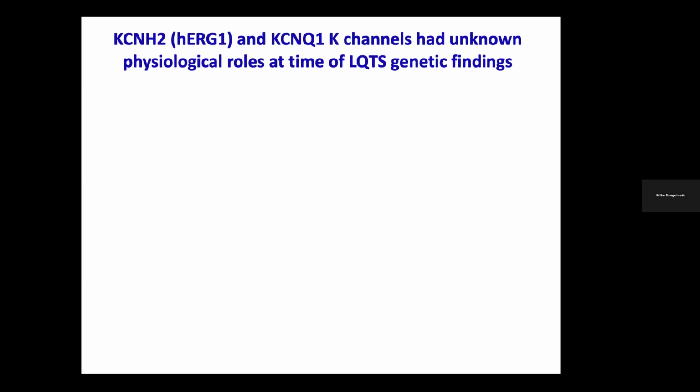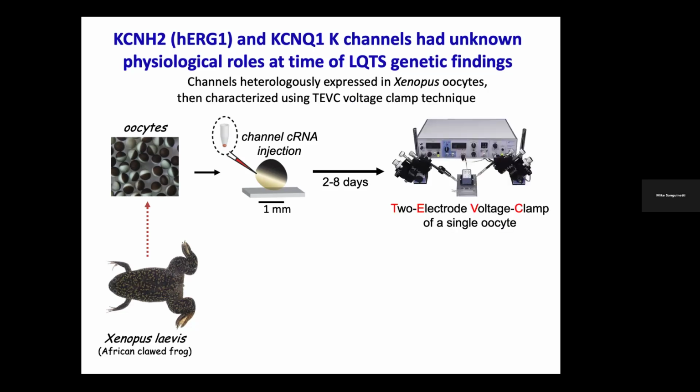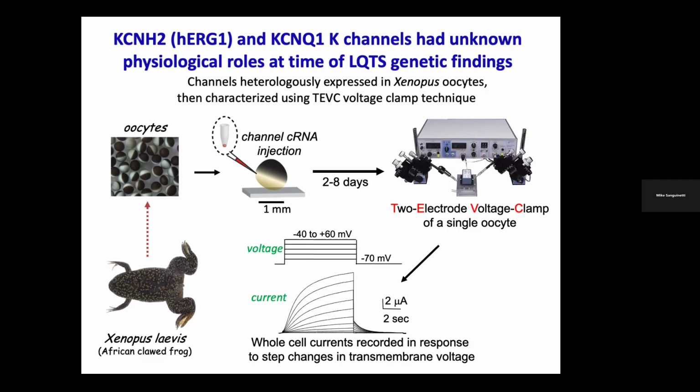So as I mentioned, both of these K channels had unknown function and physiological roles at the time of the long QT genetic findings. So my lab quickly set up, very quickly, a heterologous expression system where we took out oocytes from a Xenopus laevis African clawed frog, injected the single oocytes with RNA encoding the channel of interest, and used the 2 electrode voltage clamp technique to record currents. And I think I've already mentioned that. So you apply step changes in voltage and measure the resulting currents. So this is kind of an IKS current.